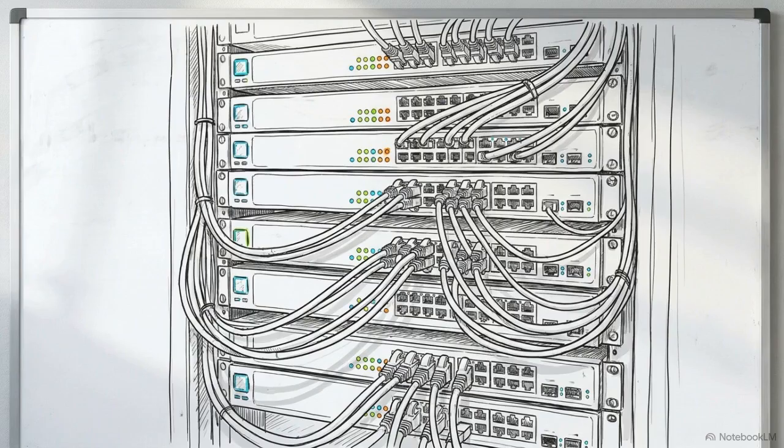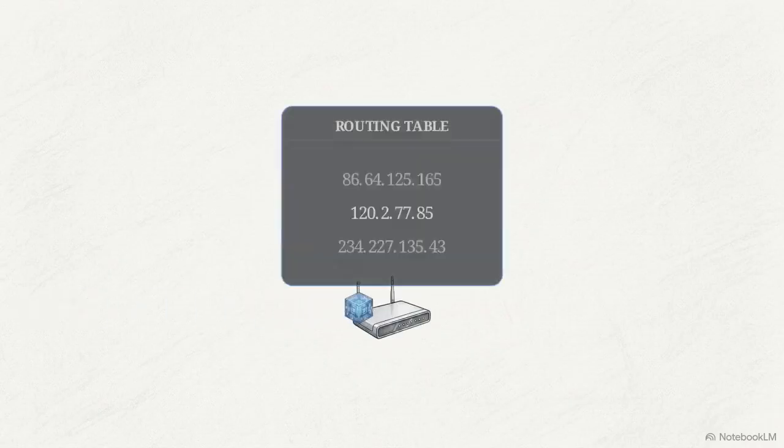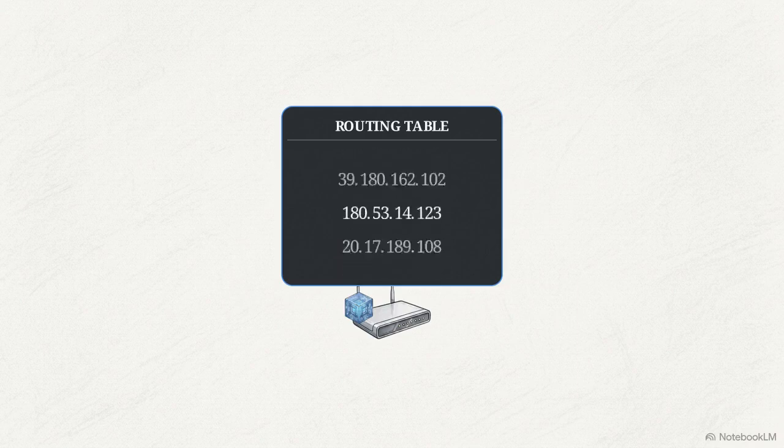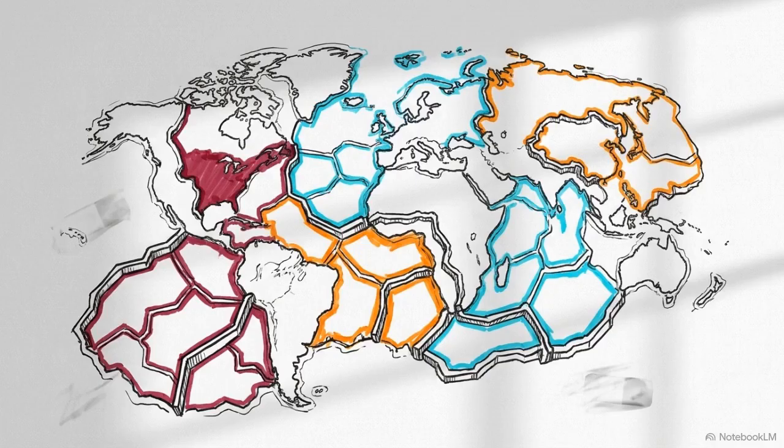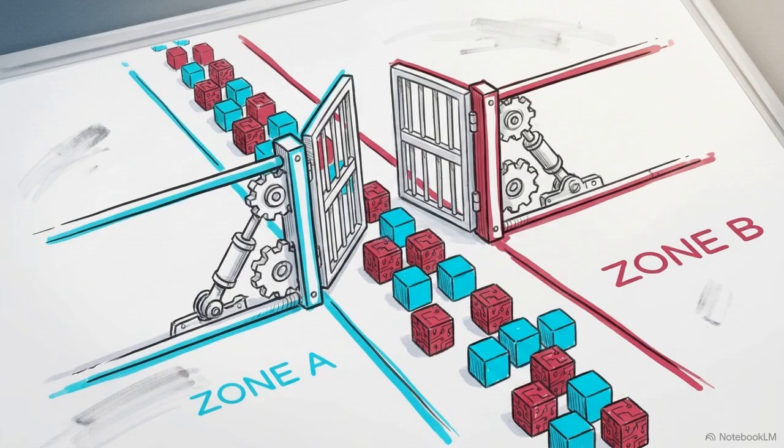At the network layer, these packets hit physical routers. A router's only job is to inspect destination IP addresses and consult massive routing tables to determine the next best physical hop. Because the internet is made of tens of thousands of competing networks, routers use the Border Gateway Protocol, or BGP, to negotiate and share the most efficient traffic routes across corporate borders.